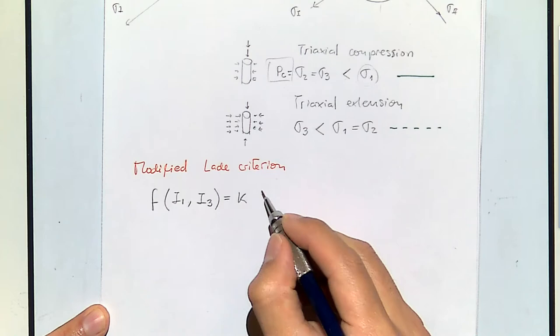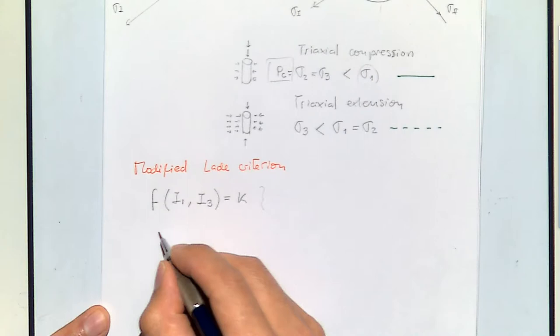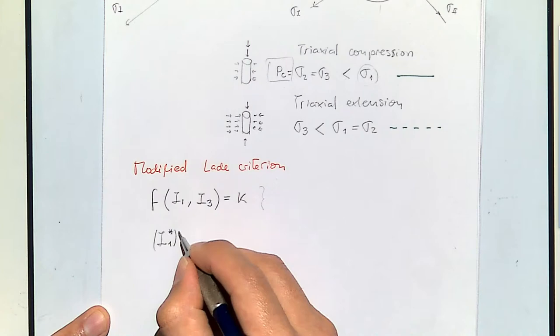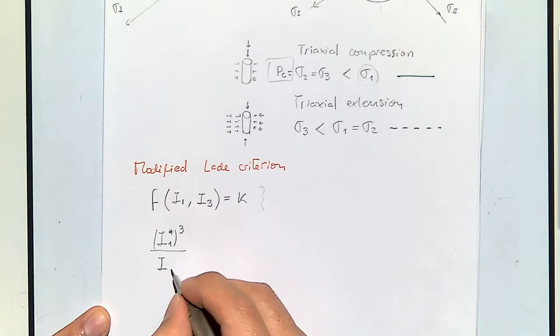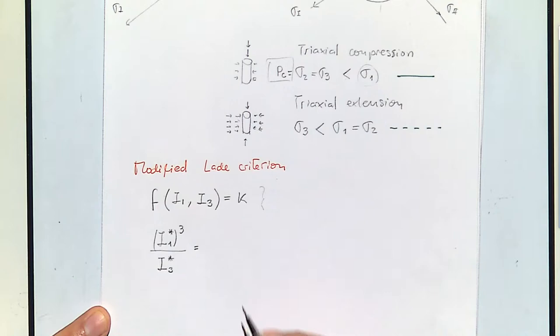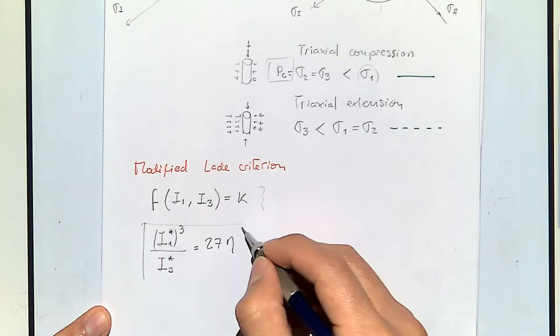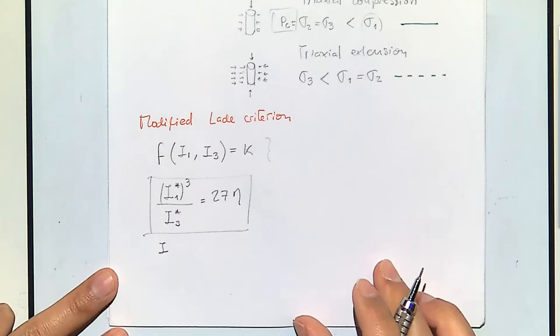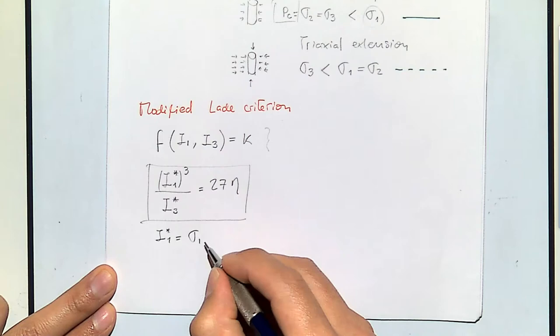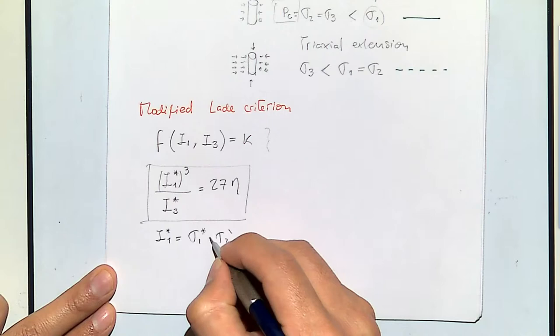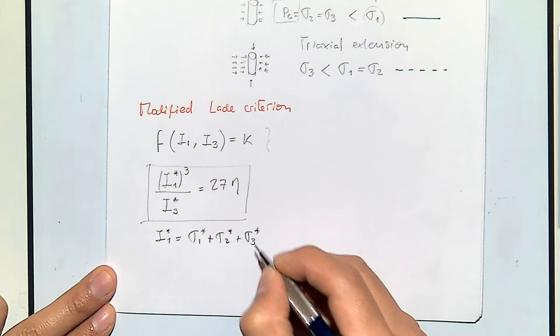Now let me write it how it exactly is. It's going to be, as we said, a function of these invariants, but now there is a star there. I'll tell you what the star is. This is the equation, and the first one is equal to a definition of, no, this is plus. It's just the first invariant of these sigma stars.